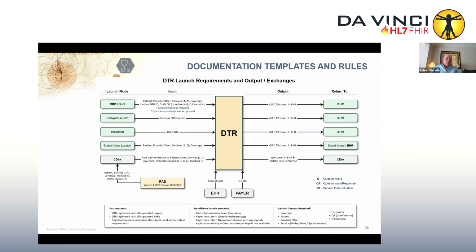We also can do it through CDEX. So prior authorization support can request additional documentation. We have a way to go back through CDEX and go back to DTR and execute a questionnaire. So we have a number of different ways that we can work with this interactive ability to gather information from the clinical record, as well as additional documentation that's required by interaction with a provider or the back office staff, and go and submit that as part of the documentation for prior authorization.